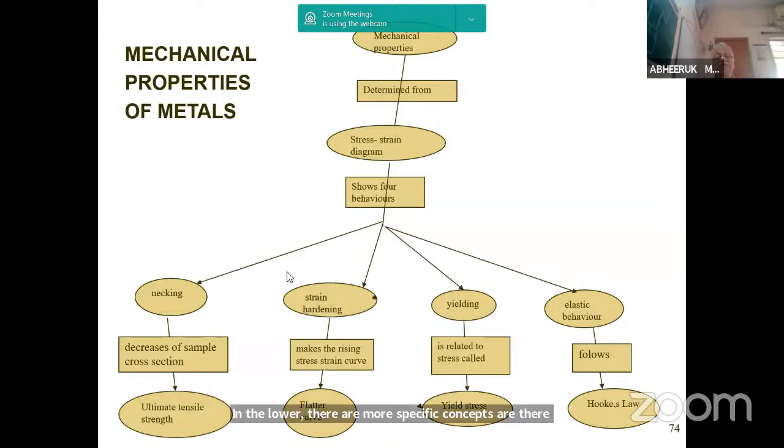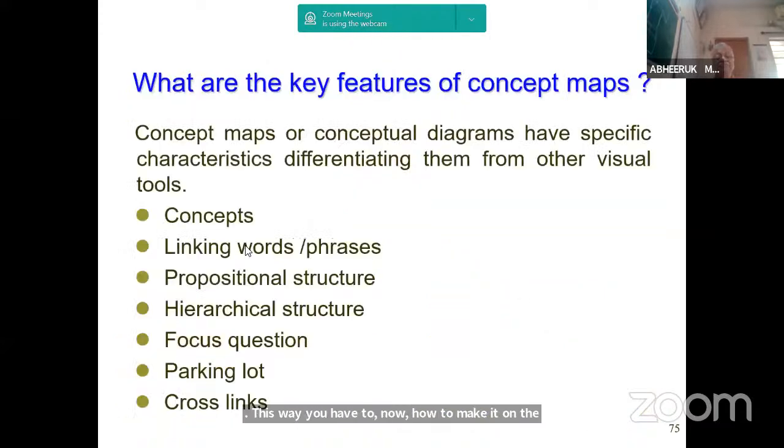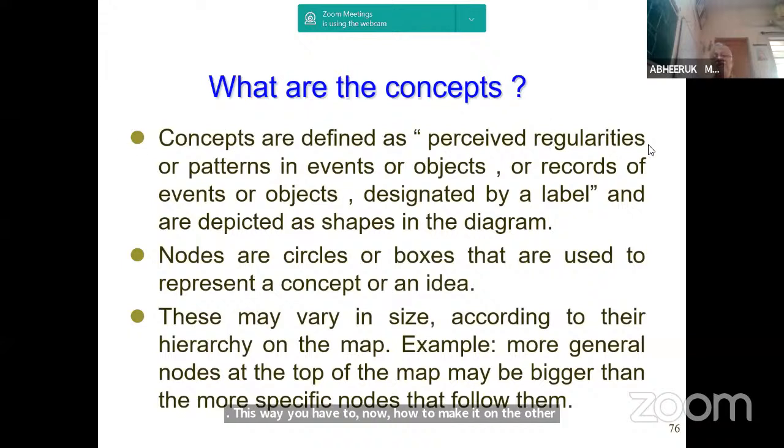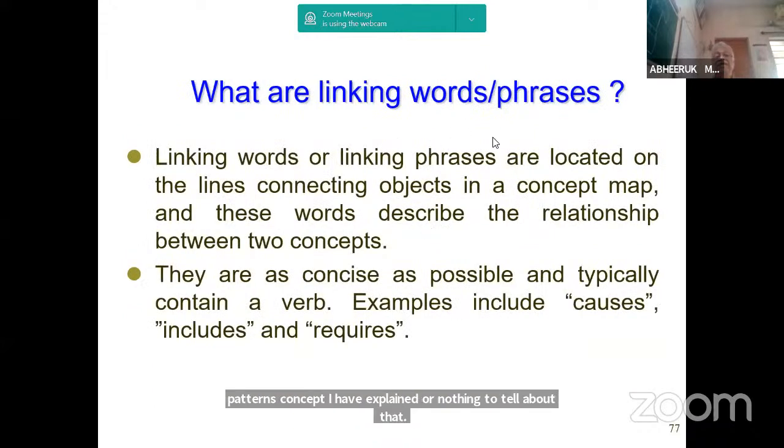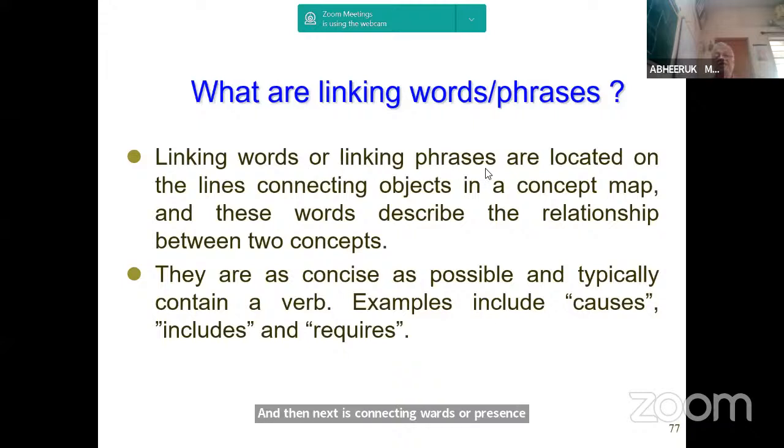Now, how to make it, and the other details I am giving. Concepts, I have already told, are perceived regularities or patterns. Concept I have explained, so nothing more to tell about that. Next are connecting words or phrases. Linking words or linking phrases are located on the lines connecting the objects in a concept map. They are as concise as possible. You try to make them very small. These include causes, includes, requires, like that. Sometimes I have made them bigger, but it is better to make them smaller.